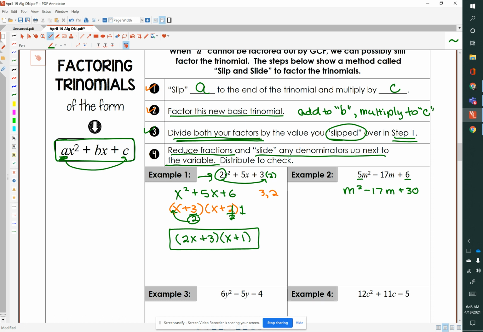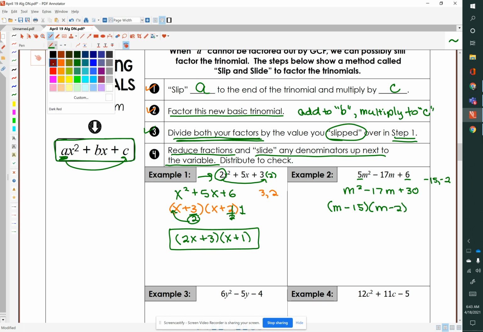Now we need two numbers that add to negative 17 and multiply to 30. We've got negative 17, positive 30. So that would be negative 15 and negative 2, which add to negative 17 and multiply to 30. So let's factor that. So we've got m minus 15, m minus 2. Okay, so far so good, I hope.